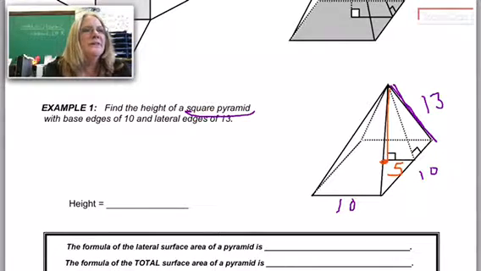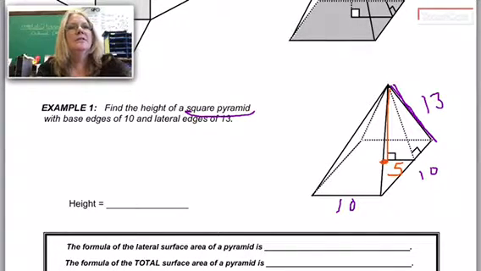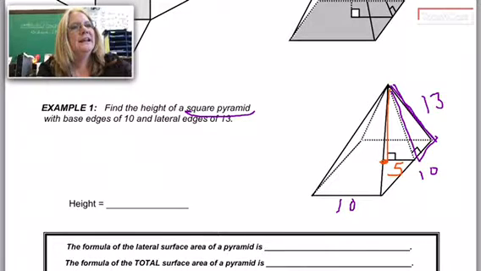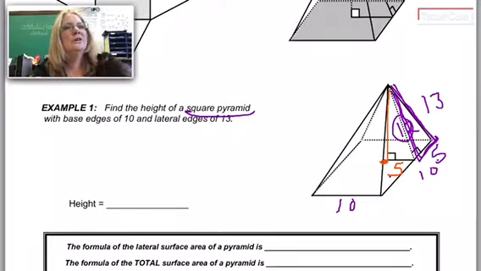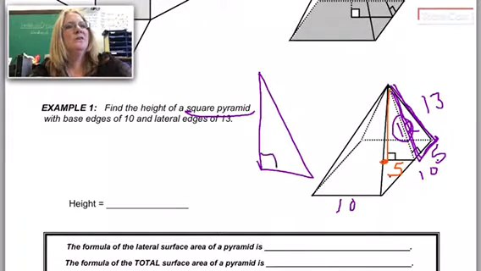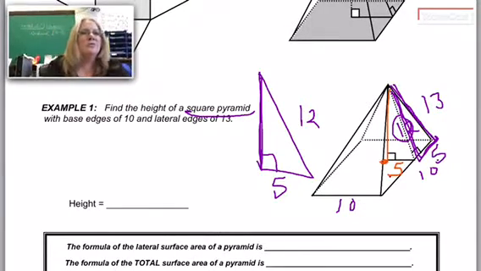Okay, sorry for the break there. Let's see where we are. We want to find the height of the pyramid, and now what we can do is go back to this triangle, and again, half of 10 is 5, so we have a 5 here and here, and we can do Pythagorean theorem to find this right here, and that's going to be 12. So again, we have a right triangle, and this is 12, and this is 5, and so this is going to be the height of the actual pyramid.